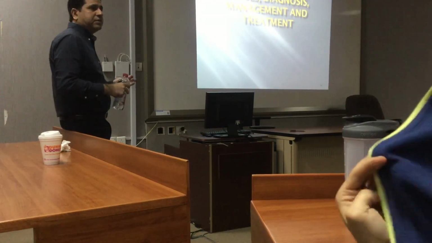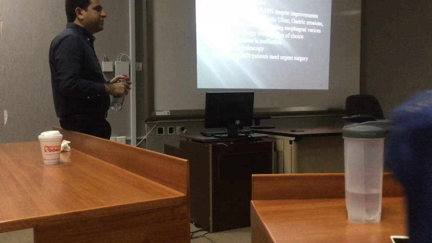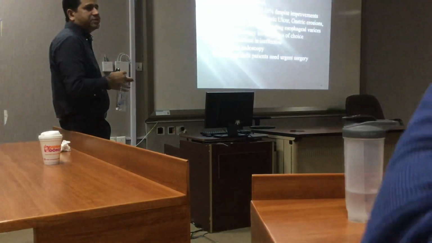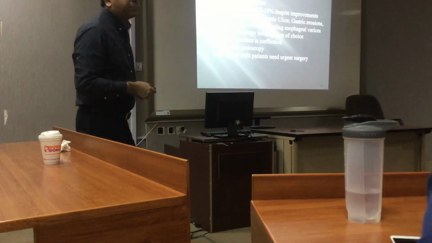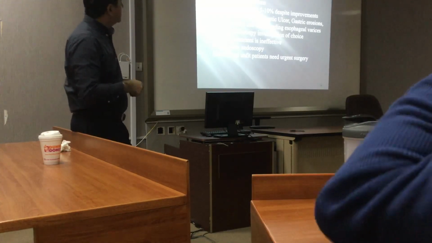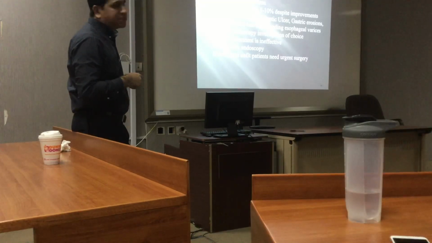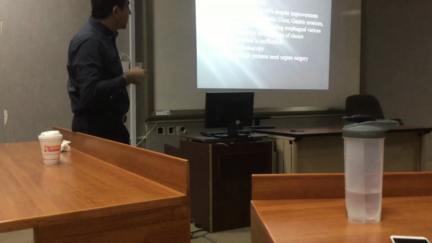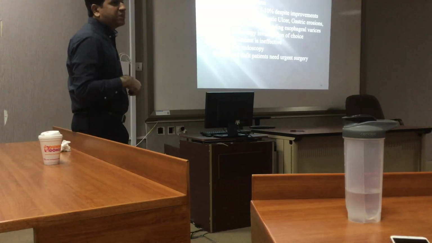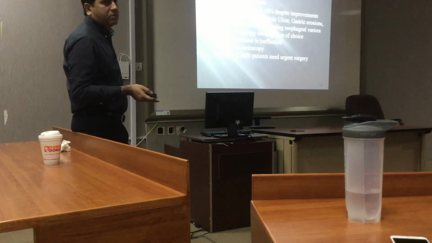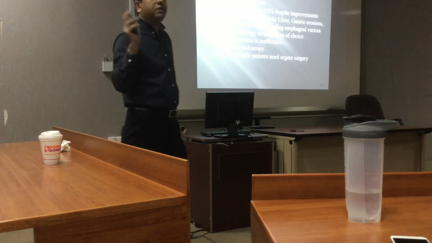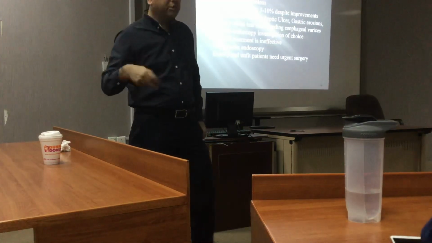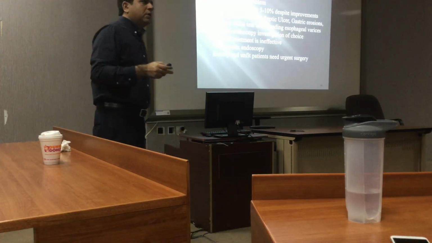So these were the causes of lower GI bleeding, how to investigate, and what is the treatment. Now we come to the upper GI bleeding that presents with hematemesis and melena, and this is a major medical problem, because most of the upper GI bleeding usually comes to the emergency ward.